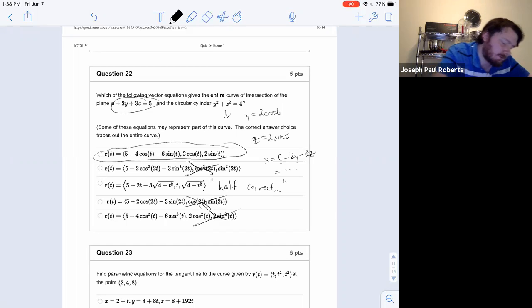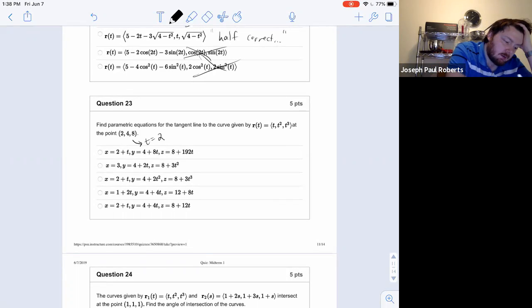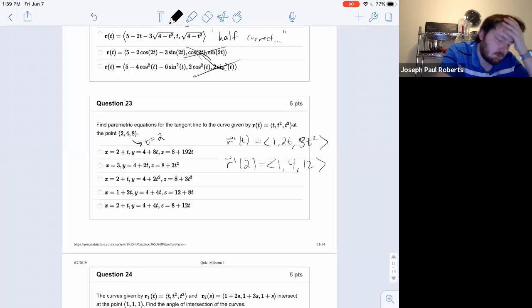So anyway, that's that. Find parametric equations for the tangent line. So we need to figure out which value of t gives us this point. So it's t equals 2. And so I need r prime of 2, but I first need to get r prime of t. And I get r prime of 2 is 1, 4, 12. And so yeah, I do the line through the point 2, 4, 8 and direction 1, 4, 12.